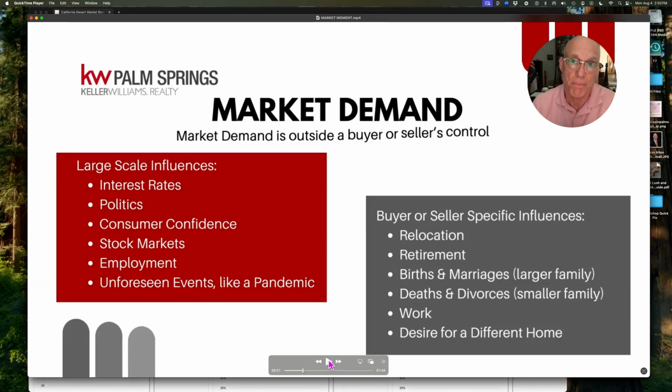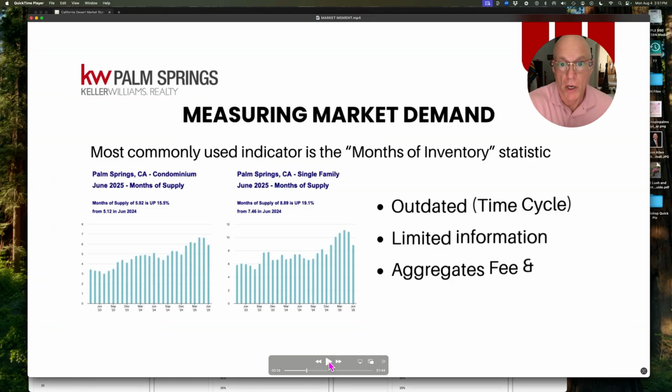The point of that is that these things overlay to a market and will influence what the value of the house is. Measuring market demand is predicated on statistics that are available through the MLS. But the most common statistic that's been used is month's supply of inventory. I find this to be outdated. It offers little information and it aggregates fee and lease land properties in our market. And that doesn't really help a seller or a buyer to know that there are 8 months supply of inventory or whether there's 6 months supply.